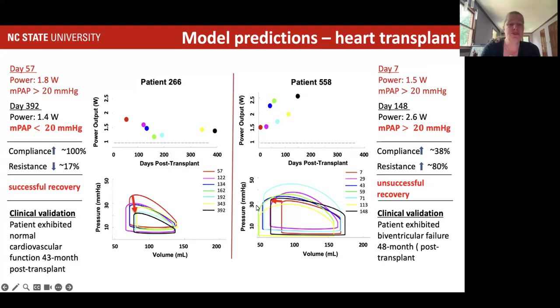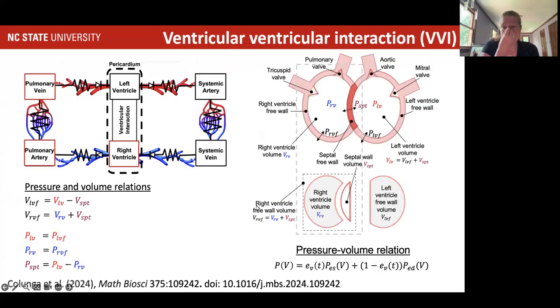So that's just an example of some predictions we were able to make with this fairly simple model. The next question we were asking is, the left and the right heart interact. Sometimes that becomes really important, but we really don't know how important it is. The literature has a very complicated differential algebraic equations model that we thought was way too complicated because it's hard to solve numerically. So we were asking, can we, A, generate a simpler model, and B, understand this ventricular-ventricular interaction?